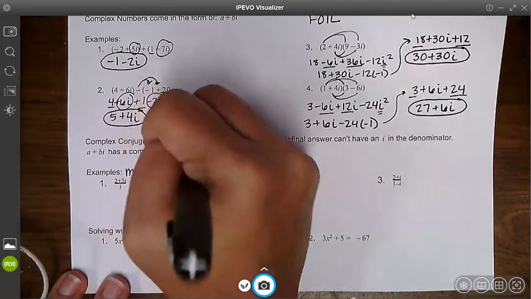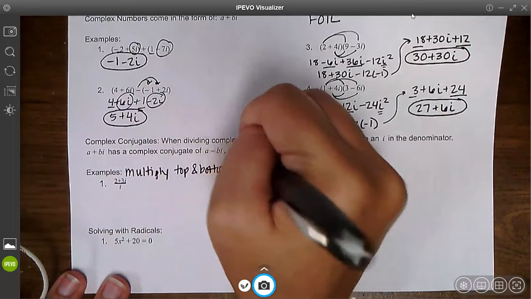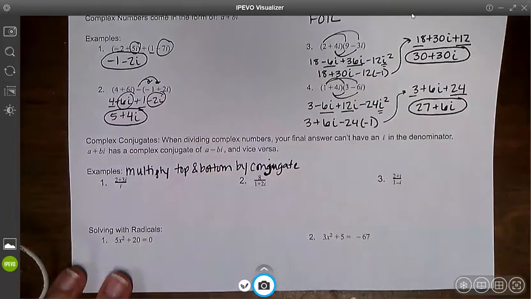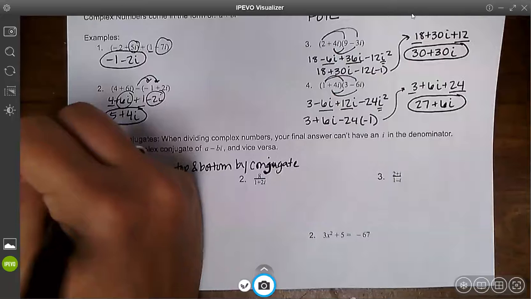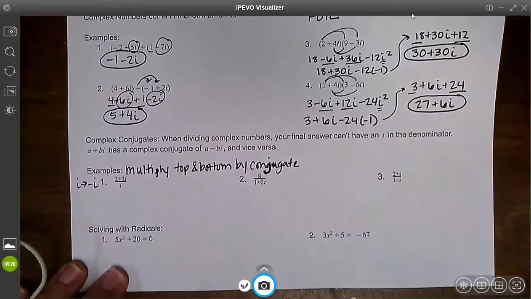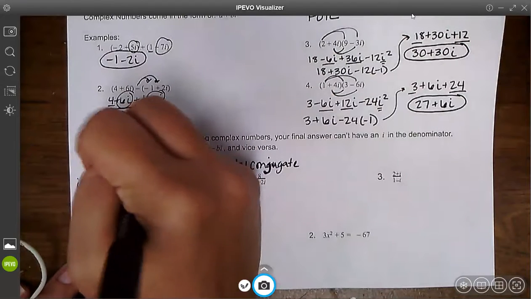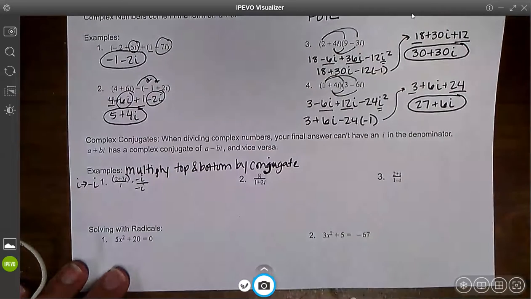To get that out of the denominator, you're going to multiply top and bottom by the conjugate. This one has an i, so the conjugate is negative i. So I'm multiplying both the top and the bottom by negative i. When there's more than one thing, you have to distribute it to both pieces.